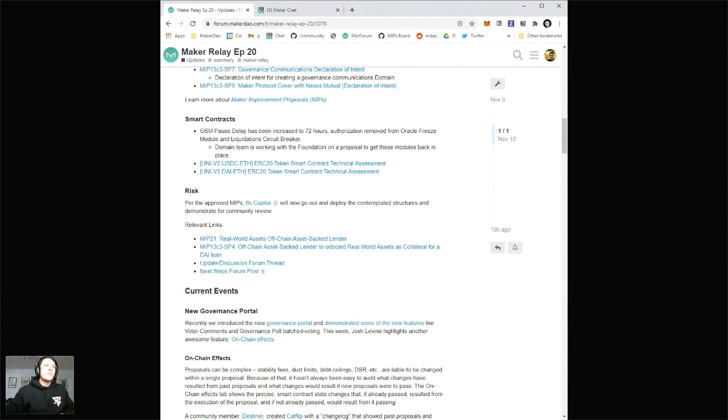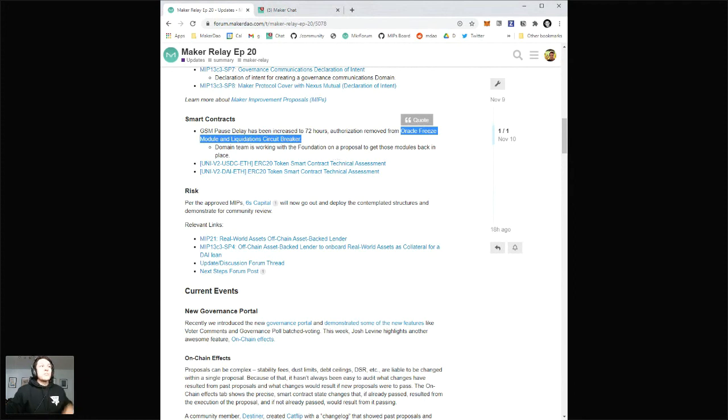In addition, the authorization for the Oracle Freeze module and the liquidation circuit breaker have been removed. They used to function like instant access modules where they wouldn't have to go through the delay period, but now they don't. They don't have the ability to just bypass the delay period. This is a temporary measure, because of the whole flash loan incident from a couple weeks ago.